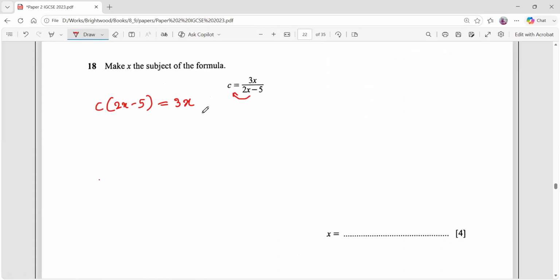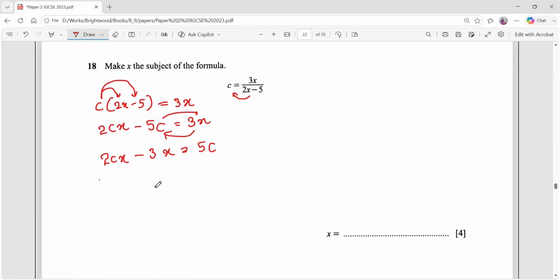Now simplify it. How to simplify? When there is a bracket, you have to multiply c with both terms. c into 2x, you can write it as 2cx, otherwise 2xc. c into negative 5 is negative 5c, equals 3x. I take x into one side and c into the other side. Negative 5c goes to the other side, it becomes positive 5c. Positive 3x comes to this side, it becomes negative 3x.